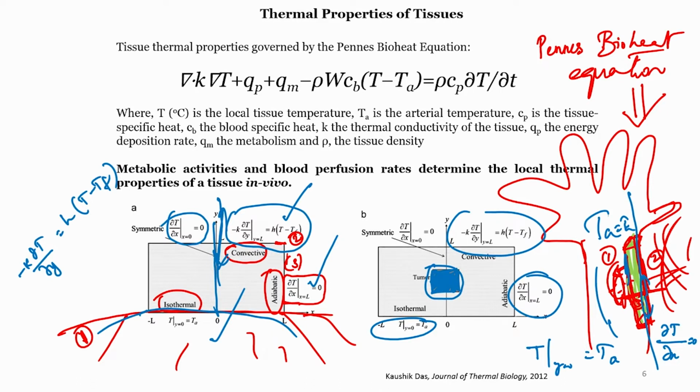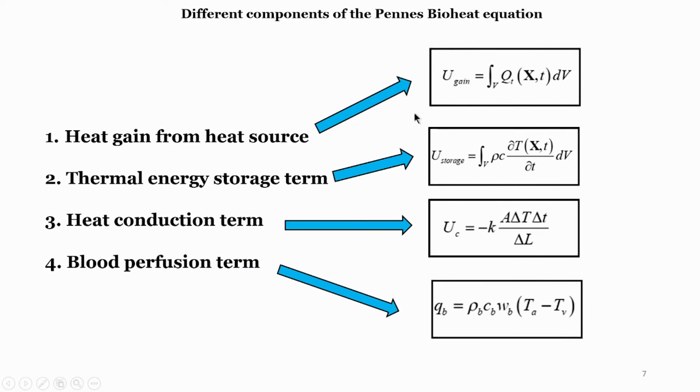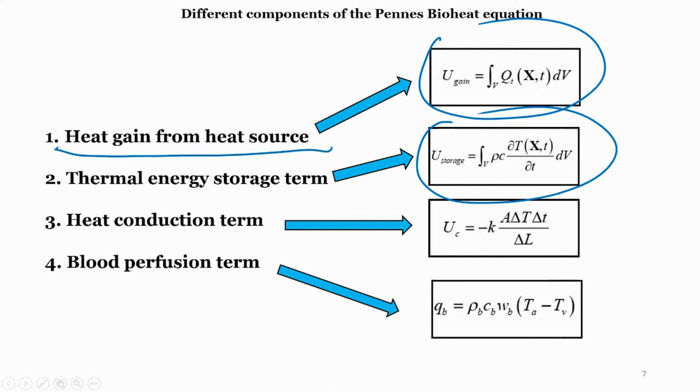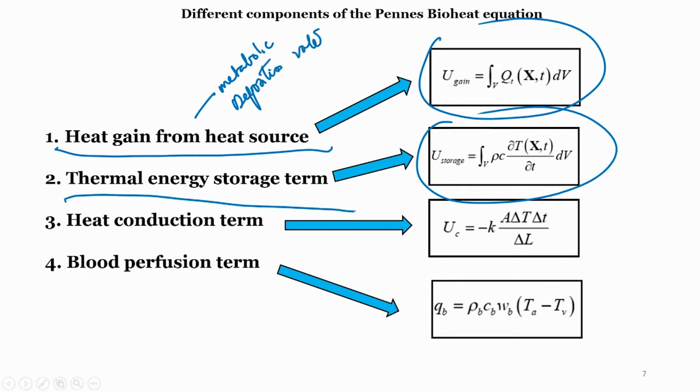Okay. Now let us look at, so this we have already seen, basically what are different components of the Pennes-Bioheat equation. You know that there are heat gain sources which are basically the metabolic heat generation and the deposition rate. Then thermal energy storage term, this is because if the input heat is much higher than the output heat or the heat that is convected away, there will be an accumulation of thermal energy inside which leads to an increase in temperature, that is the thermal energy storage term.